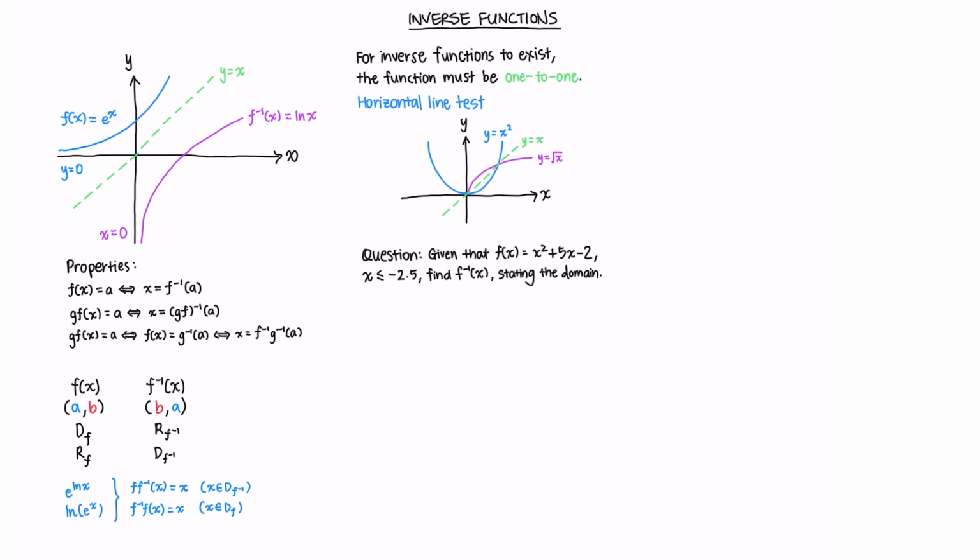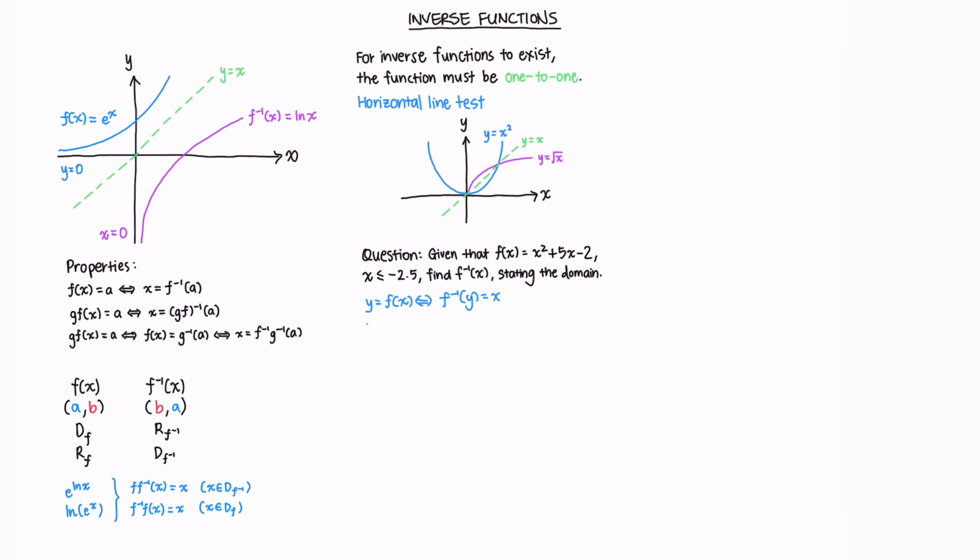Okay, let's try our question. Given that f(x) equals x squared plus 5x minus 2 and x is less than negative 2.5, find f inverse x, stating the domain. Alright, so what we want to do is say that y equals f(x). And also, we know that this means that f inverse y equals x.